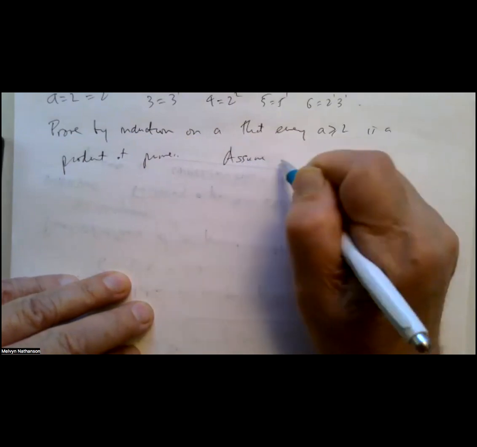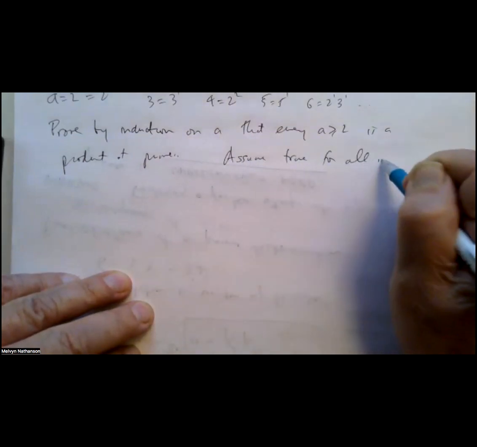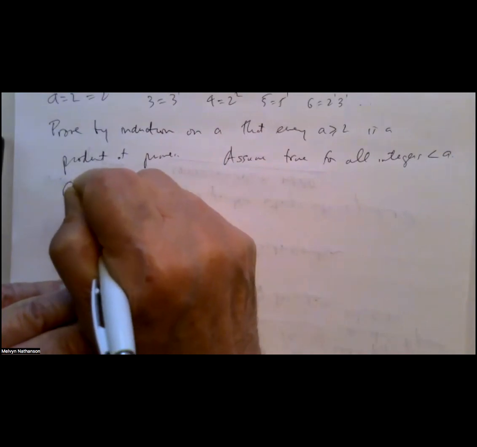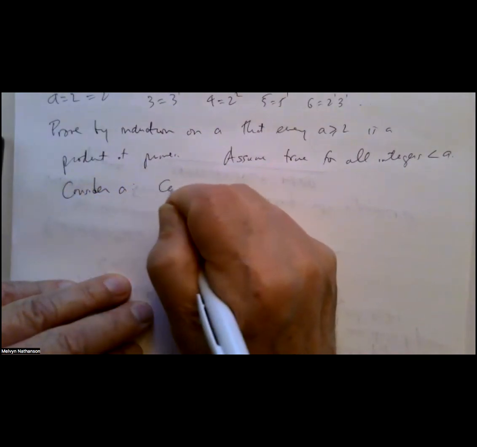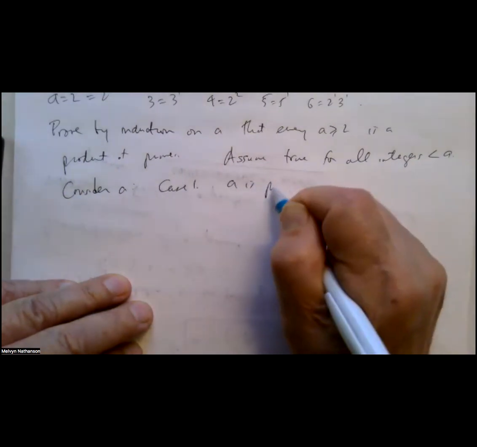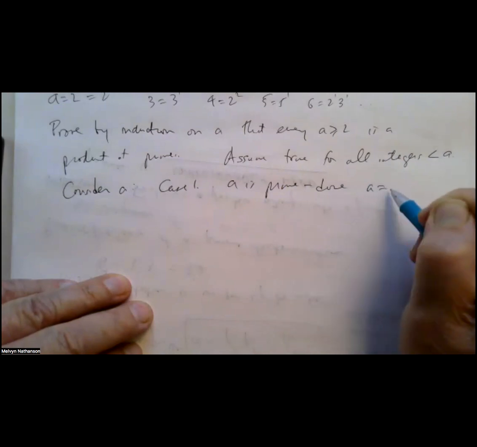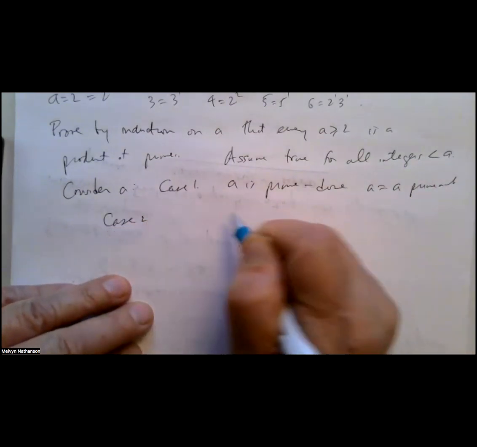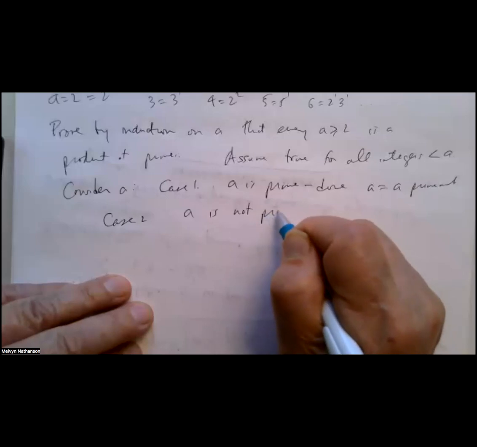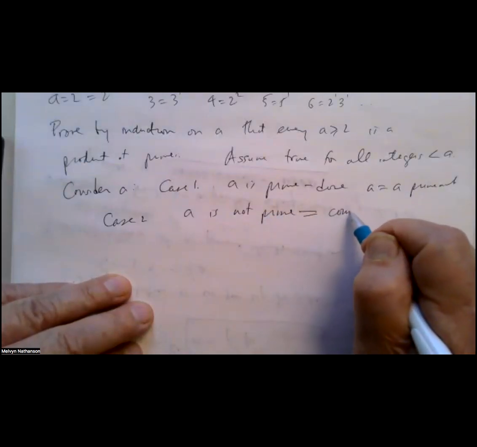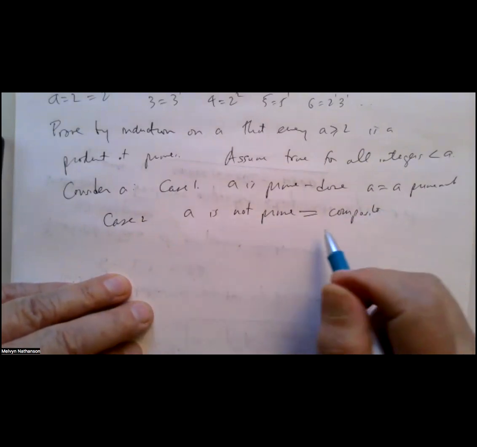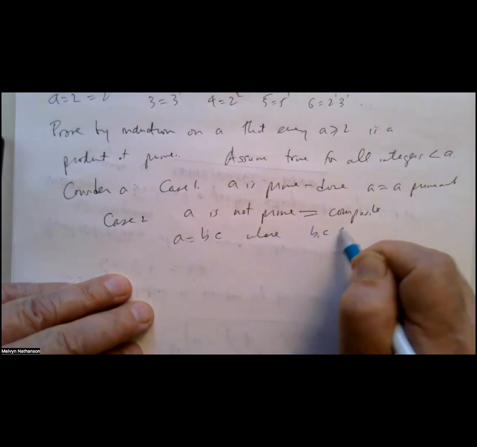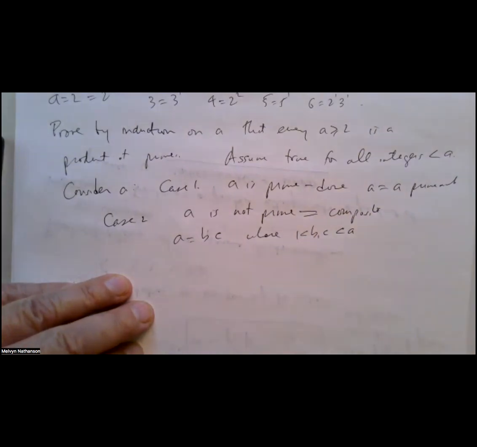So assume we've proved this for all integers less than some number A. So we have to consider A. There are 2 cases. In the first case, A is prime. And then we're done. A is equal to A. It's a prime number. In case 2, A is not prime. A number which is not prime is called composite. In that case, A factors. A equals B times C, where B and C are both numbers strictly smaller than A and bigger than 1.